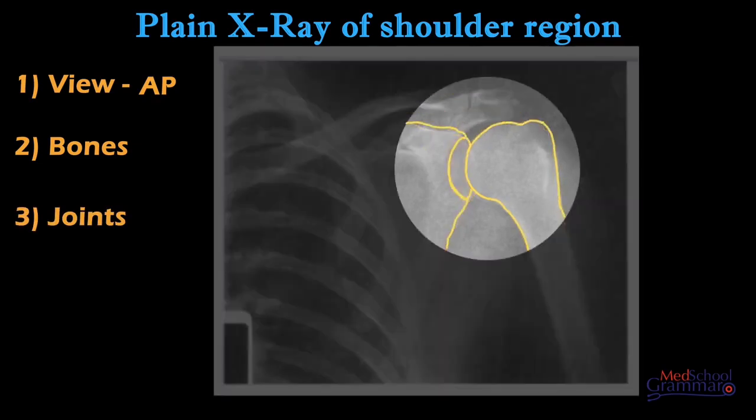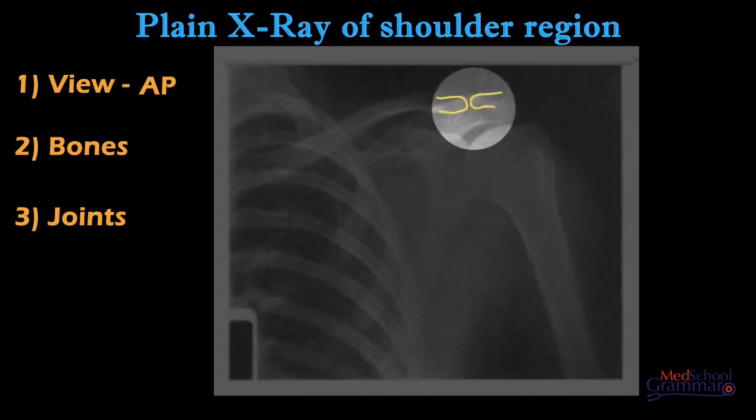Here we can clearly see the shoulder joint, which is formed by the head of the humerus and the glenoid cavity of the scapula. Structurally, it is a ball and socket type of synovial joint. Functionally, it is a freely movable diarthrosis type of joint. The other joint seen in this film is the acromioclavicular joint, which is a plain type of synovial joint.